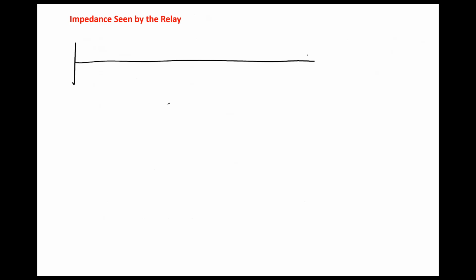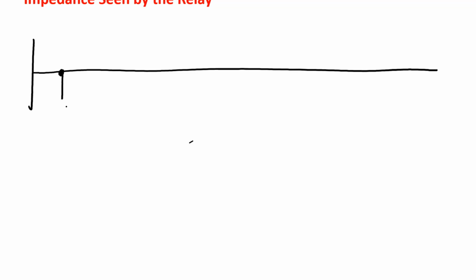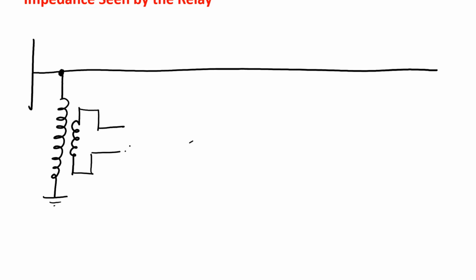Okay, so at this point I am connecting the relay. For an impedance relay you have to feed both voltage and current. This is the PT secondary, and here the location of the CT is this one. So both values are being fed to the relay. The relay needs both PT secondary voltage and CT secondary current.